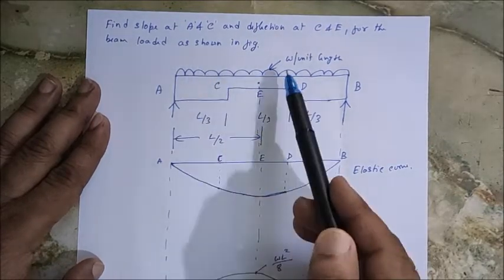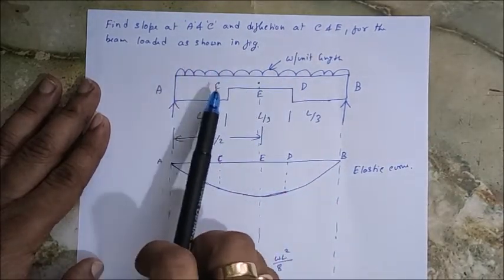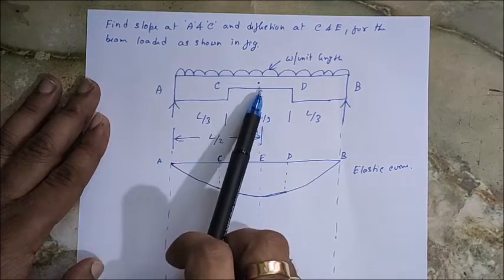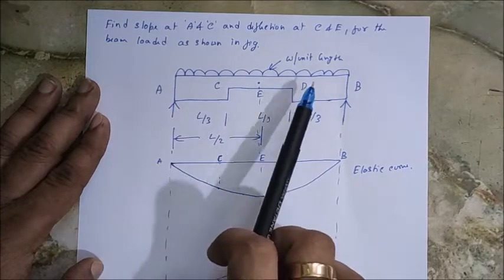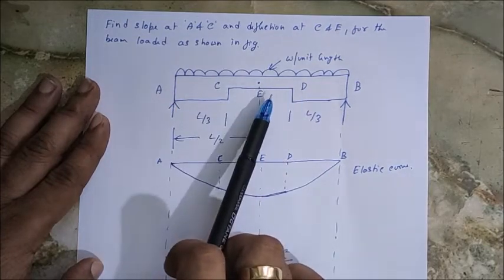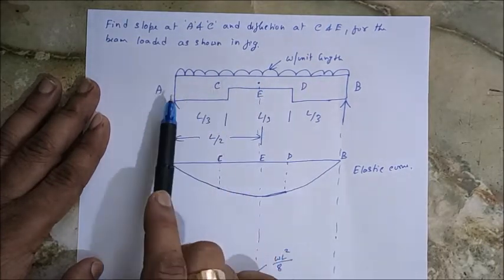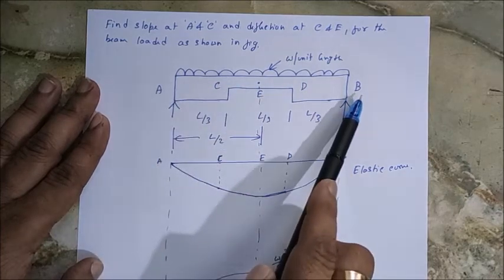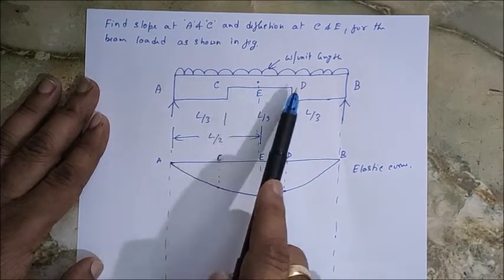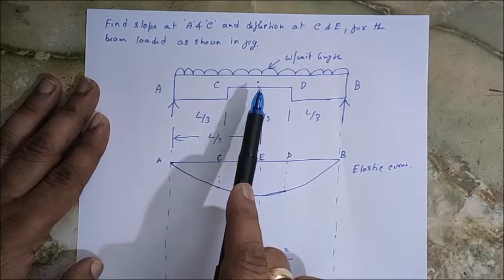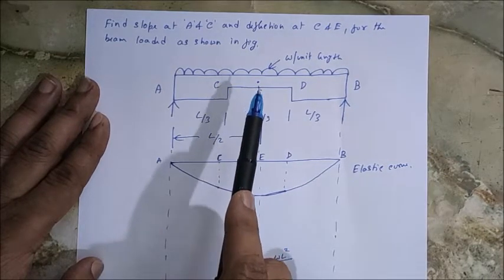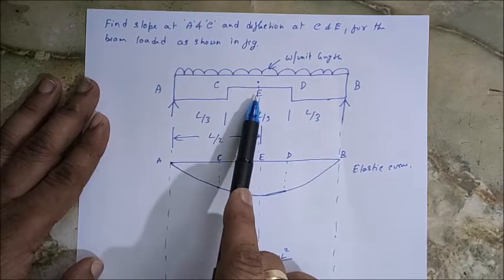So let's solve a single problem. Now why have I taken only the ACE part? The reason is this is a symmetrical beam, the load is symmetrical, and the geometry is also symmetrical. So the slope at A is always equal to the slope at B, and the slope at C is equal to the slope at D. Now the slope at E is 0 because that is the point where you have the maximum deflection.